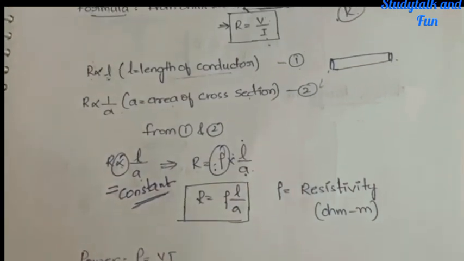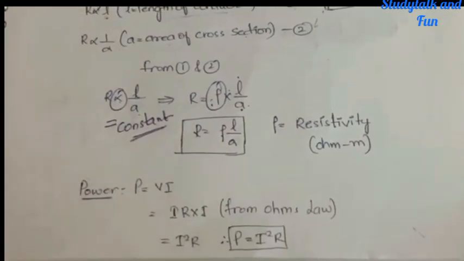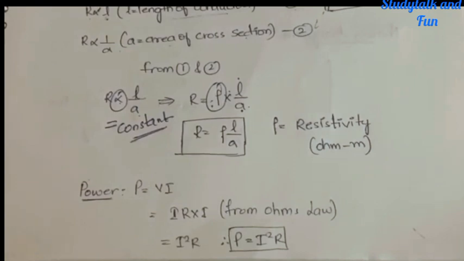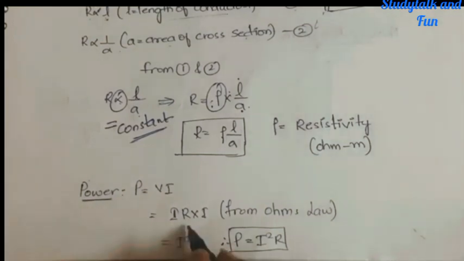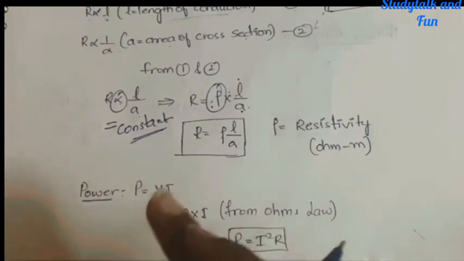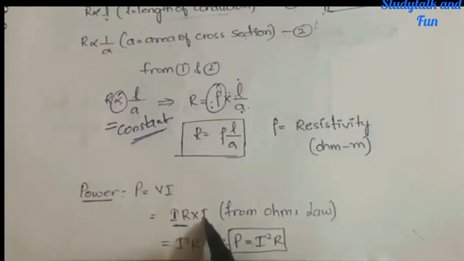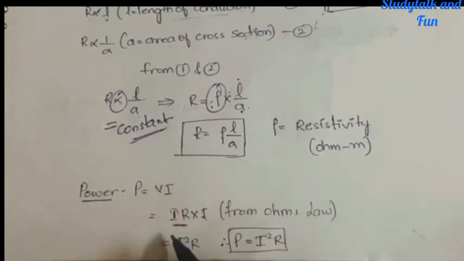Okay, so the power formula is V into I. In all the 3 cases, in case of resistance, capacitance, and inductance also, the formula for power is P is equal to V into I. Now, what is V? V is equal to IR from Ohm's law. And what is I? Current, as it is, you keep it. So IR into I gives I square R. P is equal to I square R. So when you are given current and resistance, you can find out power in this way.